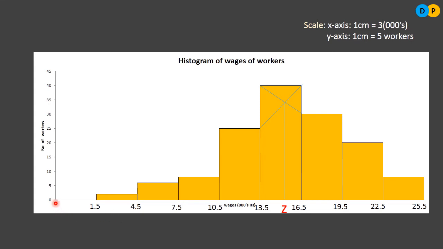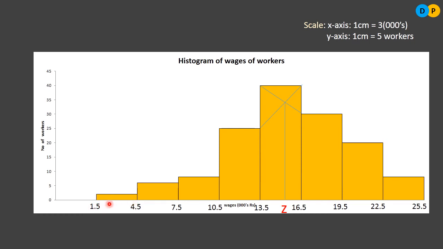So please notice here, from 0 to 1.5 there are no rectangular bars erected. Why? What is the reason? Because it's given in the question itself. We have started the class interval from 2 to 4, which was inclusive, but later we converted it into exclusive. So we got the first class interval as 1.5 to 4.5. Nothing but here we will not be erecting any columns or any rectangular bars. We need to leave this space. So from here we will be erecting rectangular bars.